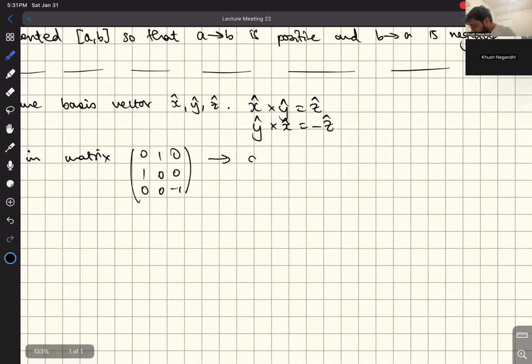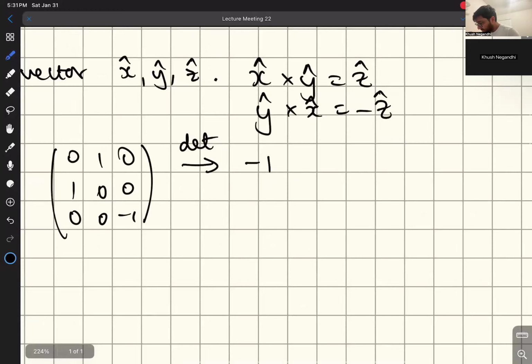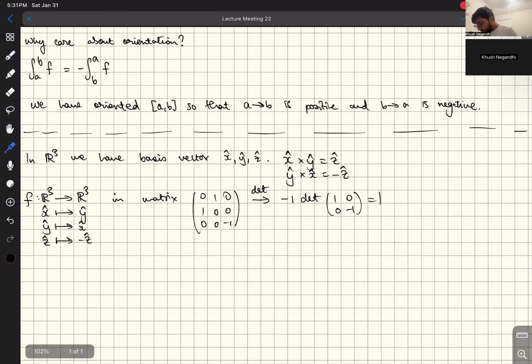So taking the determinant, we get, okay, the only non-zero entry is from this one, and that has a minus sign associated to it, determinant of 1, 0, 0, minus 1, and this is 1. So this tells us that these two bases are positively oriented with respect to each other, right? They're in the same orientation.